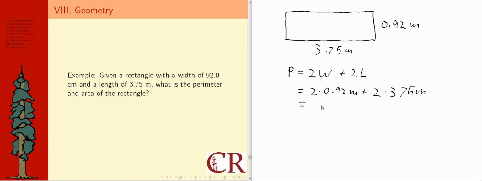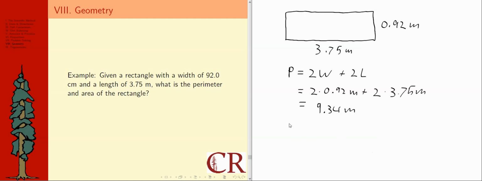But now I can go to my calculator, and when I put in 2 times 0.92 plus 2 times 3.75, it spits out, I got caught writing here, 9.34 it looks like, and that should be in meters.